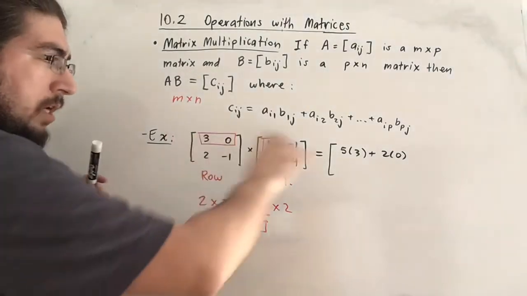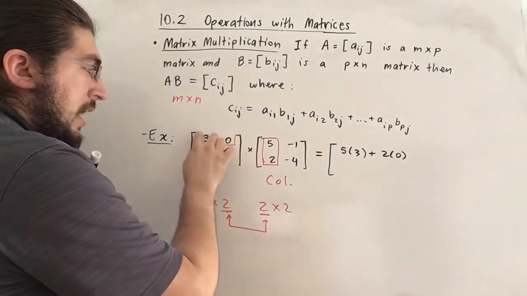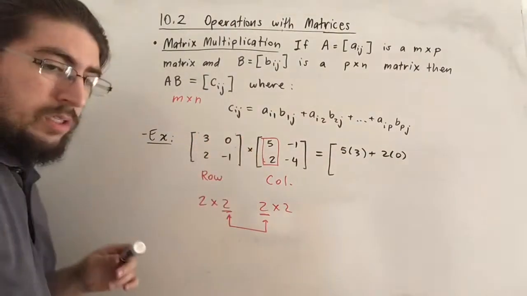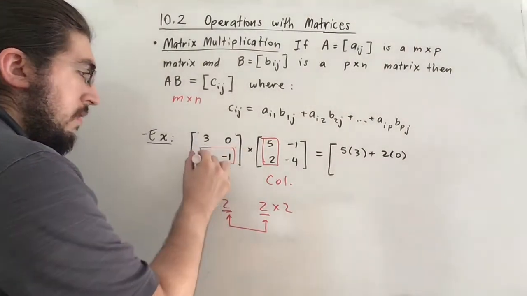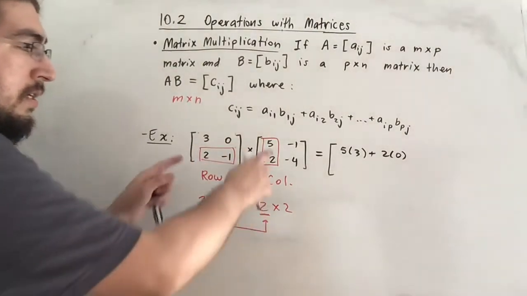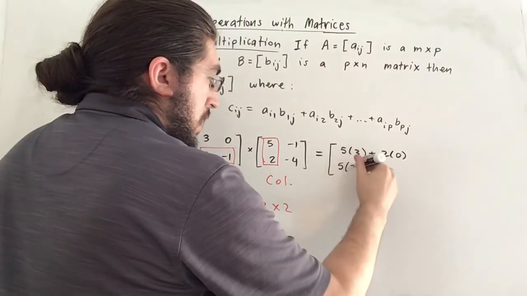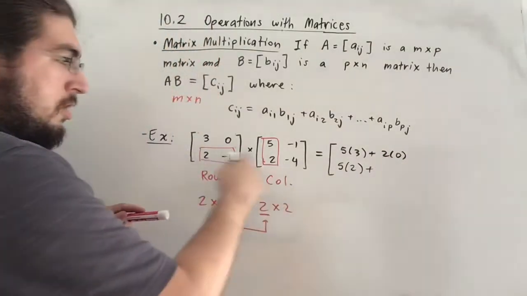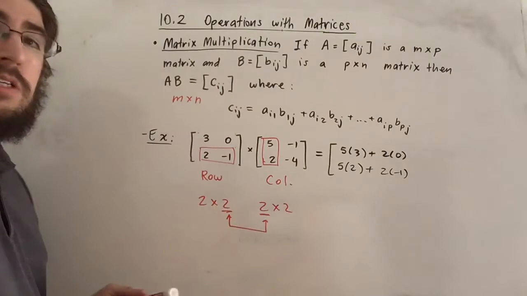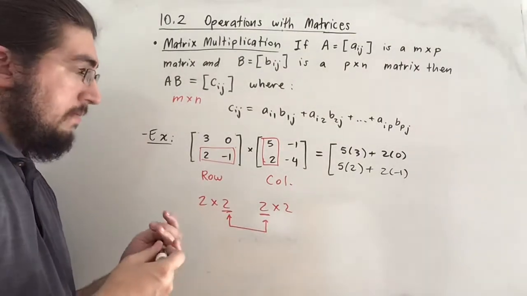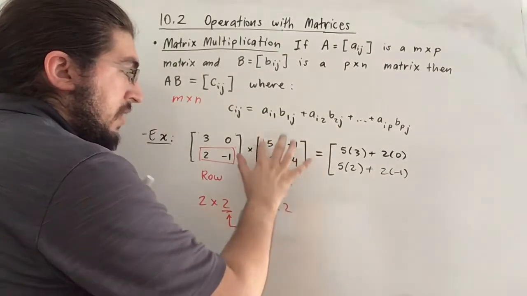So now we're done with the first row, first column entry. Now if we move down to the second row, but still with the first column, this will give us the second row, first column entry of our resulting multiplication. So that's going to be 5 times 2 plus 2 times negative 1. So we're done with the first column. Now let's move on to the second column. So now we're finished highlighting the first column.